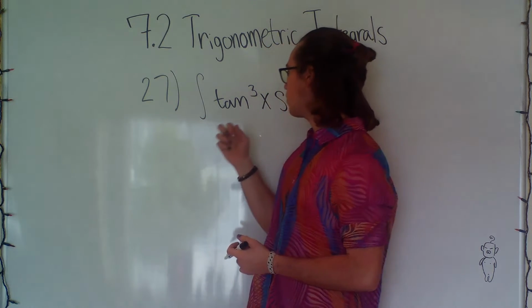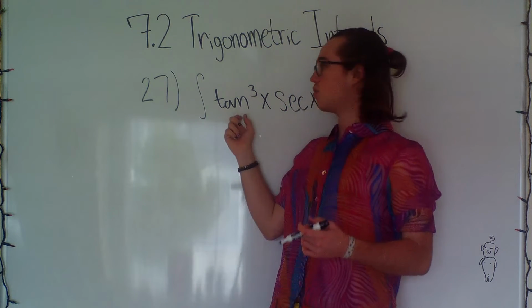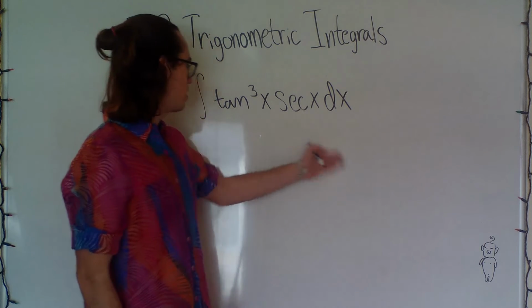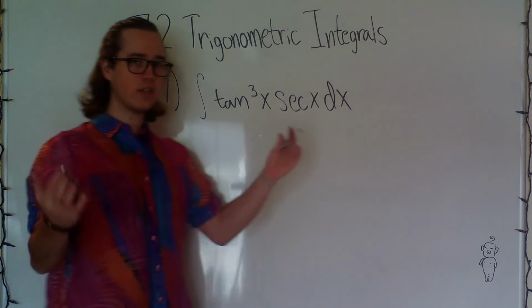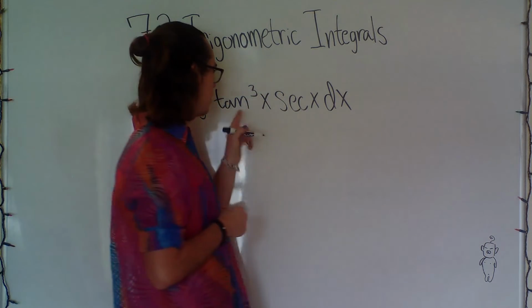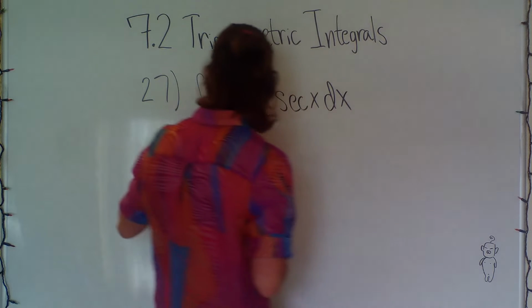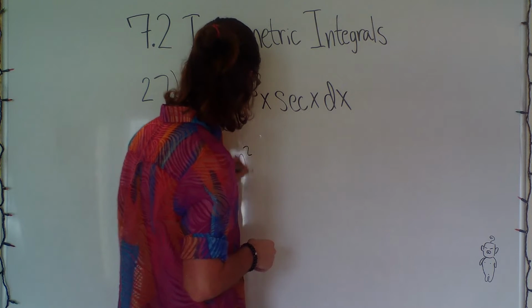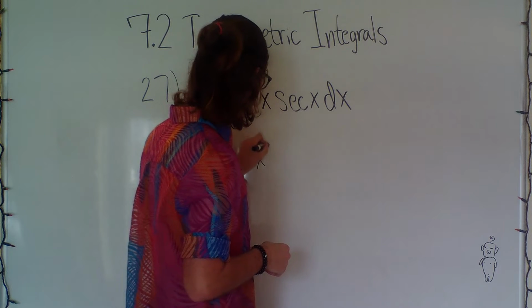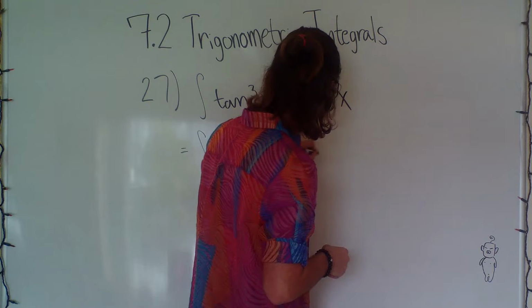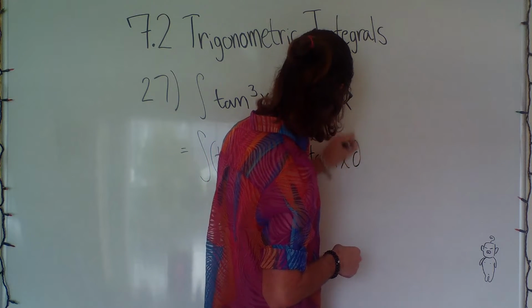27, and so if we had the integral of tan cubed x times secant x dx, what do we do? Well, we see tan is odd. That means we take out a tangent, and we rewrite this as the integral of tan squared x times secant x tan x dx.